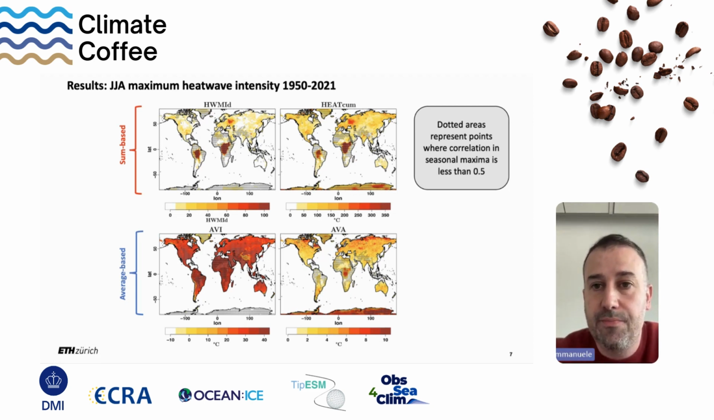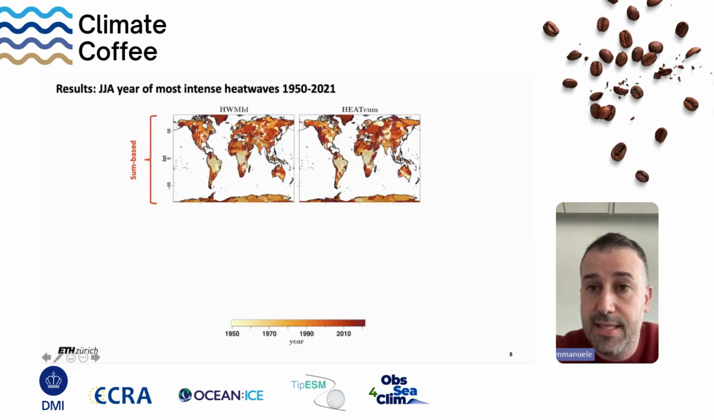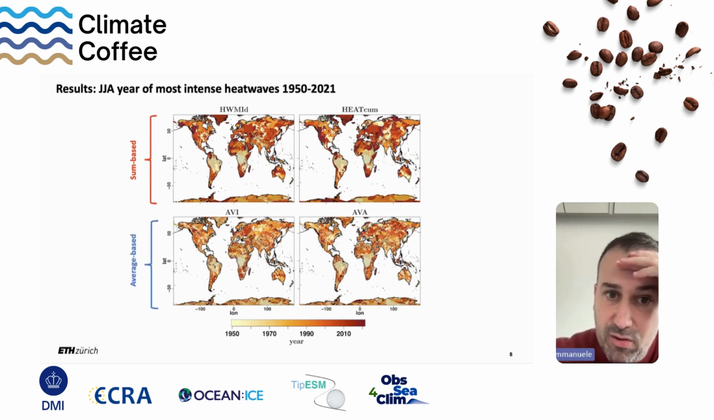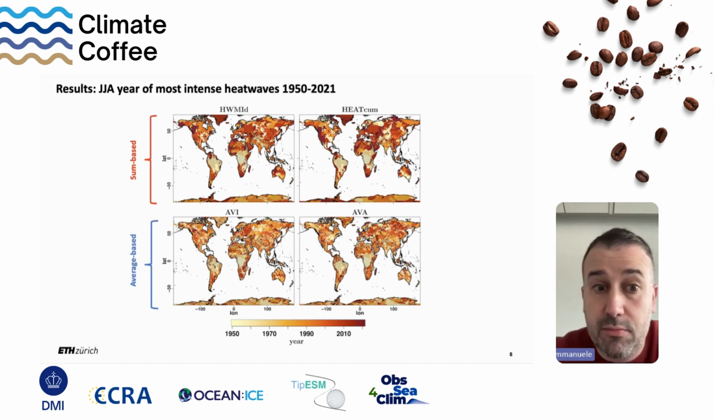And when we look also at the years when the most intense event occurred between the two different families of metrics, over the whole period 1950 to 2021, we see again quite a good match between these two sum-based, cumulative-based metrics, with the world mainly covered in more reddish colors. So the maxima are closer to the present, as expected. But when we use the average-based metrics, this signal is somehow lost. So we see that whether we select one or the other family of metrics has an effect on the results of any kind of trend that we want to calculate in terms of heatwave intensity.